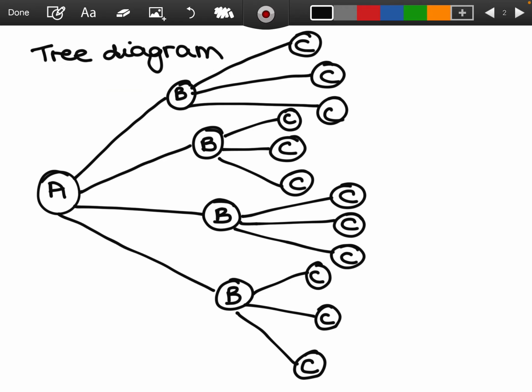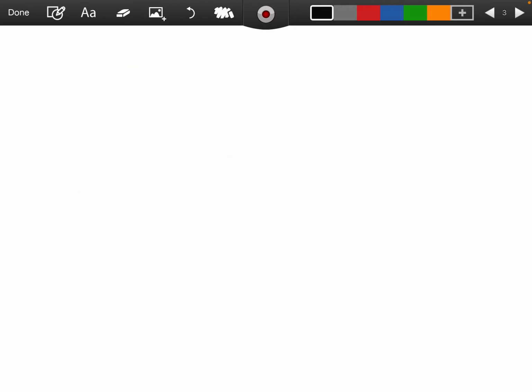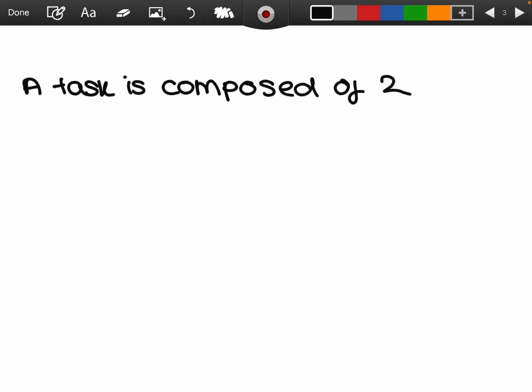This brings us to the multiplication principle. It says that suppose that a task is composed of 2 different choices, exactly like what we had in our previous example. We had the choice of how to get from A to B, and we had the choice of how to get from B to C.